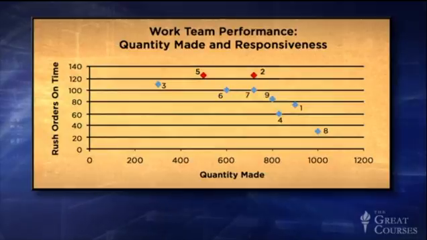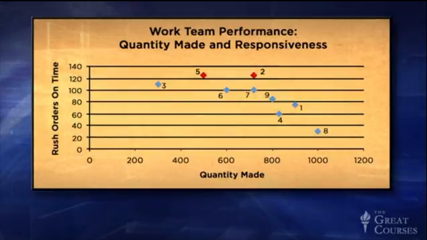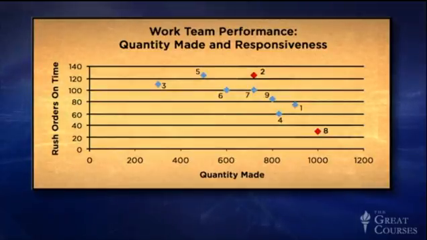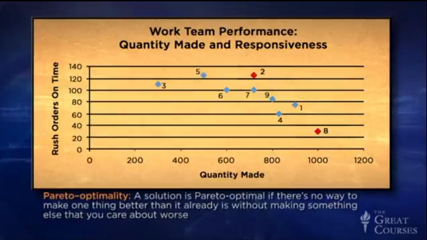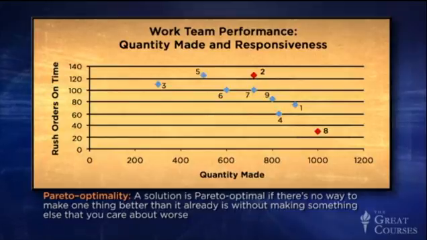If we're prepared to assign relative importances to responsiveness and production, then we might be happy ranking one of these 2 above the others. But without that kind of a priori decision, both Team 2 and Team 8 could be considered efficient. No one else can beat them in one output without being beaten by them in another. This is a common definition of efficiency in economics, although it's also called Pareto optimality. Roughly, a solution is Pareto optimal if there's no way to make one thing better than it already is, without making something else that you care about worse.